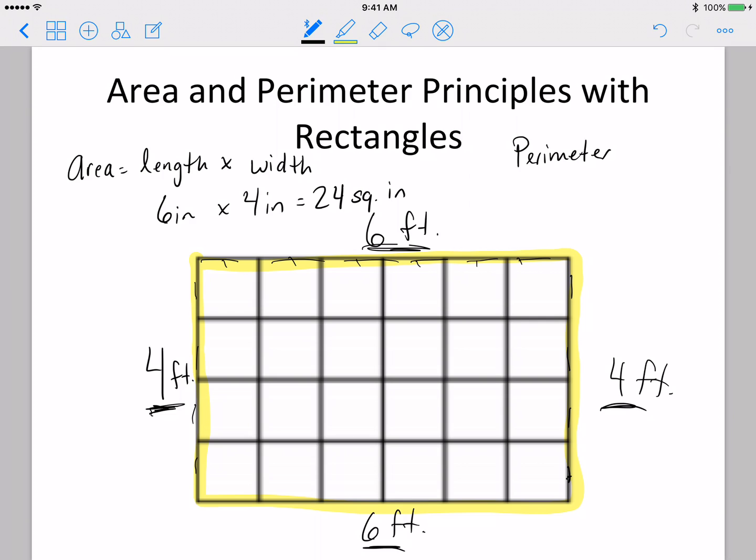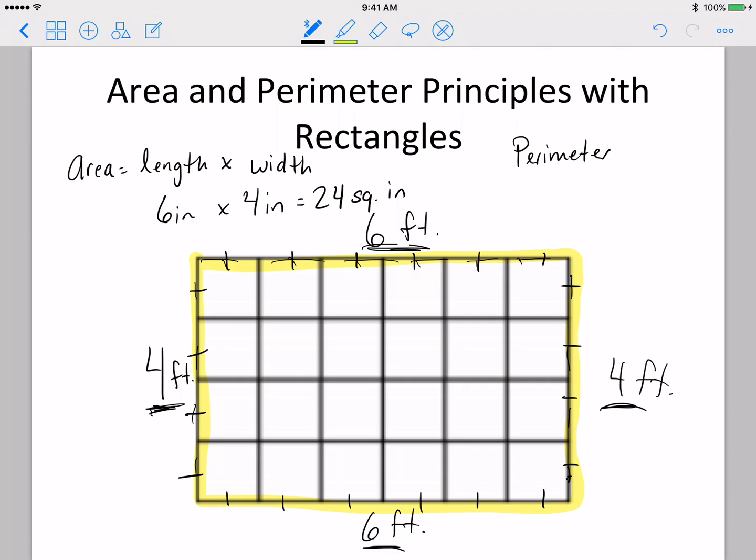To find the perimeter, we could go around and count like we did the last time. 1, 2, 3, 4, 5, 6. Be careful with the corners. You got to count all the sides. So 1, 2, 3, 4, 5, 6, 7, 8, 9, 10, 11, 12, 13, 14, 15, 16, 17, 18, 19, 20. So we see that our perimeter by counting is 20 feet.